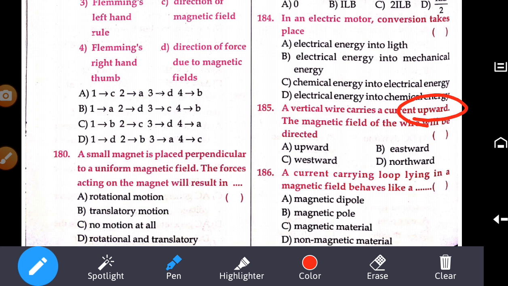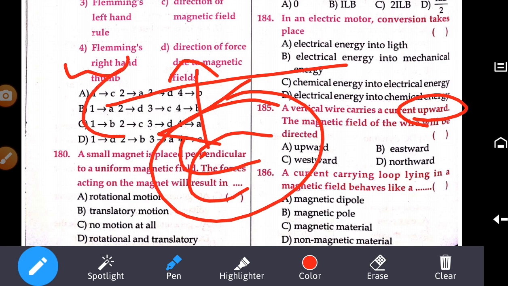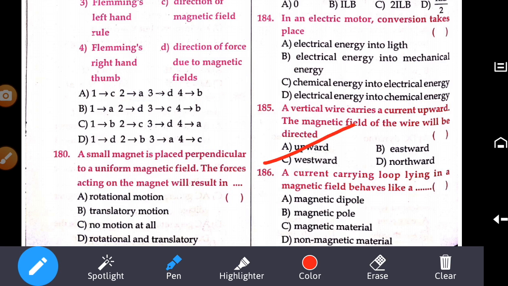Okay, upward means out of page. Out of page means the magnetic field will be moving in which direction? Anti-clockwise means it should be our west direction, westward. Option number C.